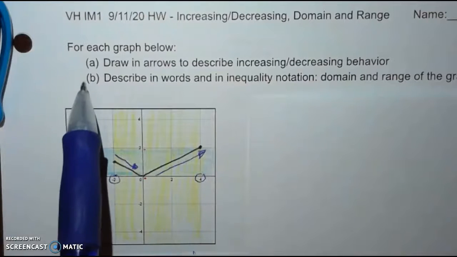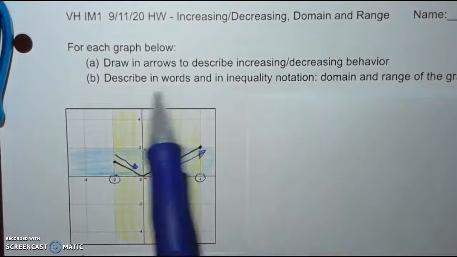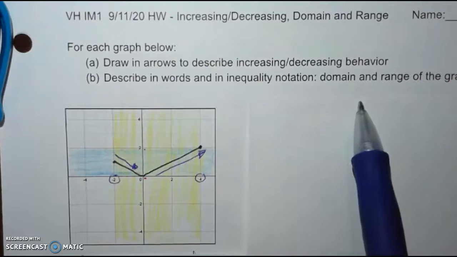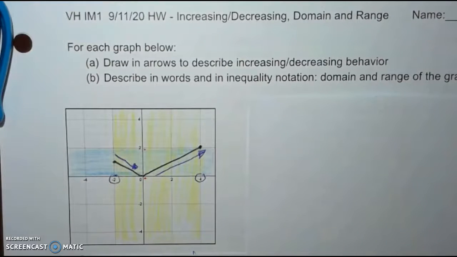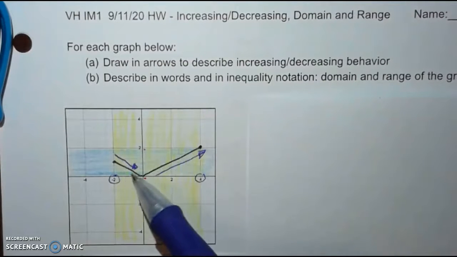Okay, so this problem asks you to draw in arrows to describe increasing and decreasing behavior, and then to describe in words and inequality notation the domain and range of the graph. So the first graph looks like this. The black is the original graph.